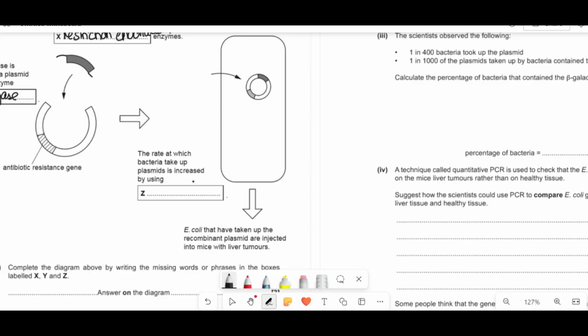So we need to figure out a way to get them to take up more of these. What you can do is multiple techniques. We can use something called electroporation or heat shock or calcium salts as well. Either one of them is fine. I'm just going to go with electroporation. Use electricity to get pores, as in make holes in them.